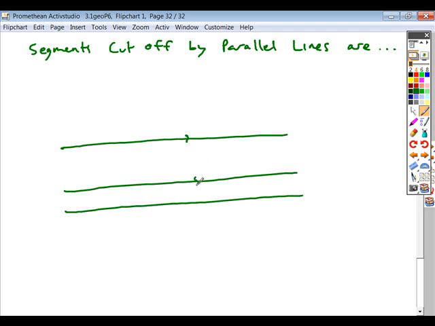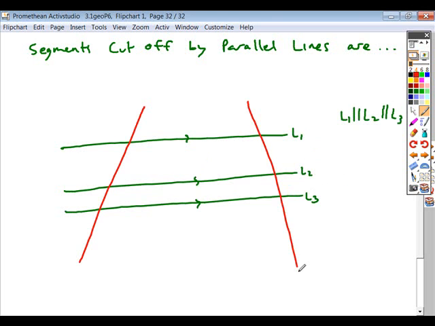So assuming these are three parallel lines here. If you have segments that are cut off by these parallel lines, those segments will be cut off proportionally. Okay, so segments cut off by parallel lines are proportional.